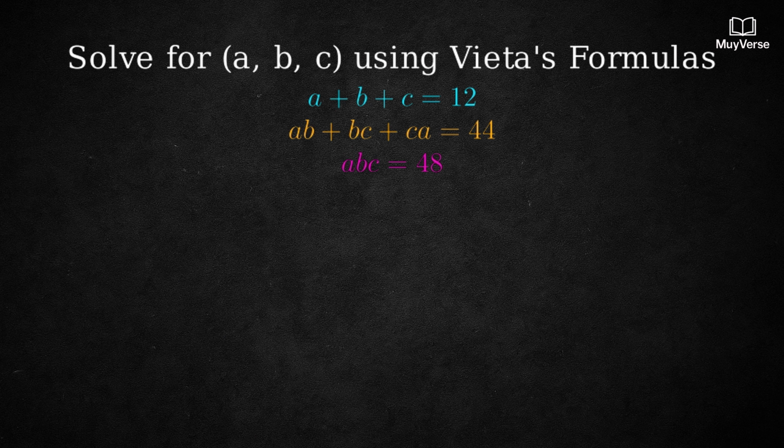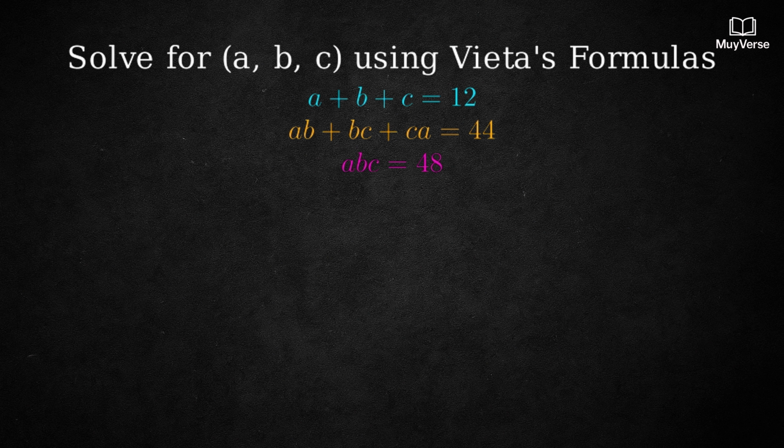We will use the idea of building a monic cubic polynomial whose roots are a, b, and c. If a, b, and c are roots of a monic cubic, then by Vieta's formulas the polynomial is x cubed minus the sum times x squared plus the sum of pairwise products times x minus the product equals 0. Substitute the given values to get our exact cubic equation.